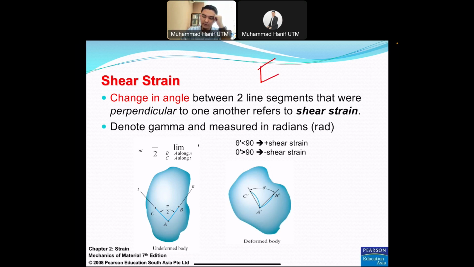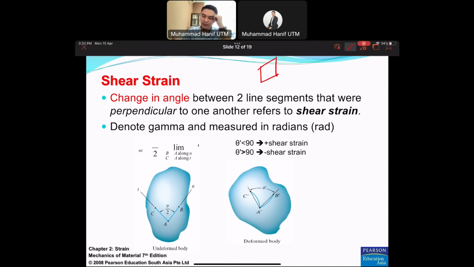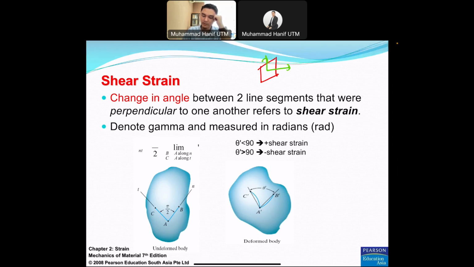So let me draw this. You have this direction and you have this direction. For the stress, you have a normal stress and a shear stress, tau and also sigma.